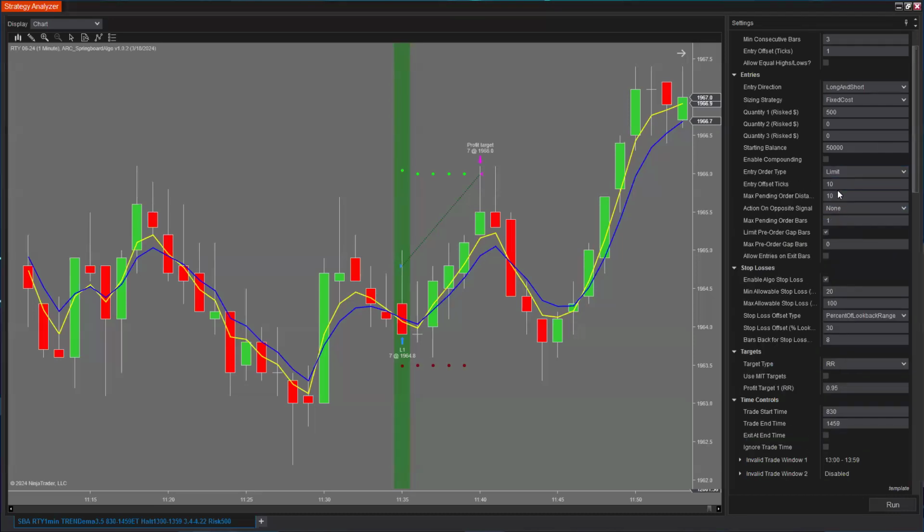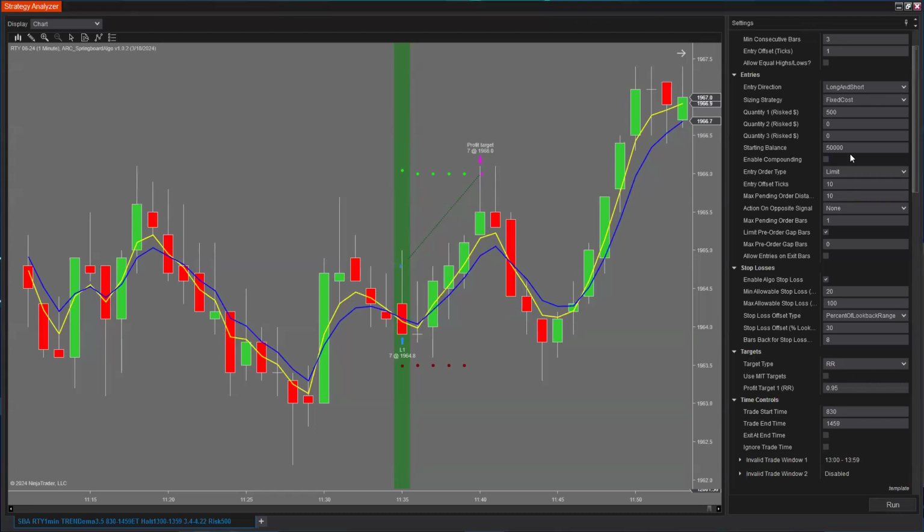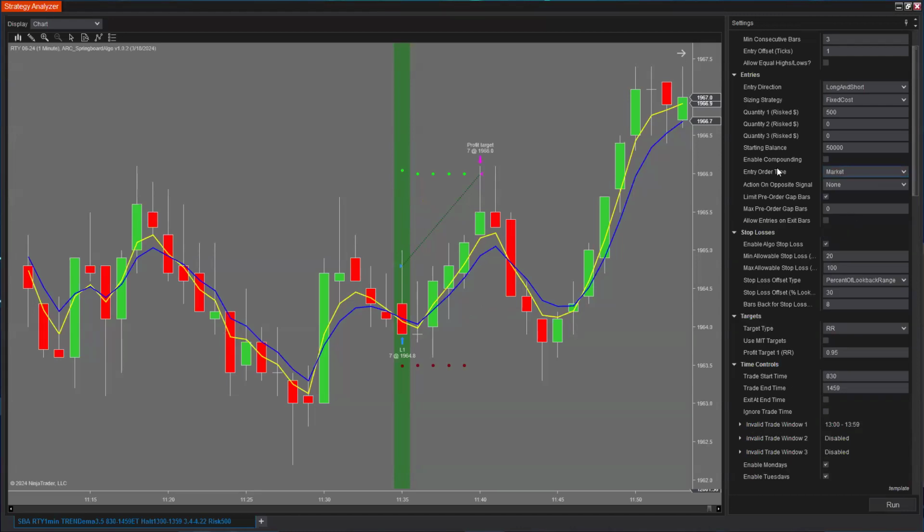I do want to cover one other thing here. Max pending order distance. What that means is how many ticks does it go in your favor before you say, I don't want to get in way down here anymore. Right. So this is saying if it goes 10 ticks to the upside before coming back to get you, it's going to cancel the trade. It's pretty slick. This is pretty high end stuff. So pretty cool. A lot of different options of what you can do. I'm going to set this back to market.